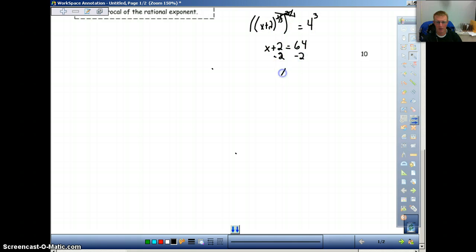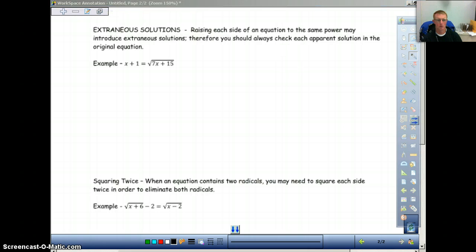Minus 2, and we get x equals 62. So now on the back side of your notes, this is a little bit different. It does get a little bit more complicated. It's not always going to be as easy as those front examples. I thought those front examples were not too bad.